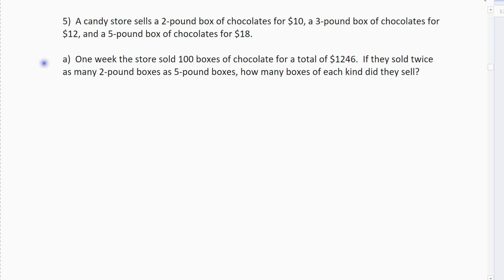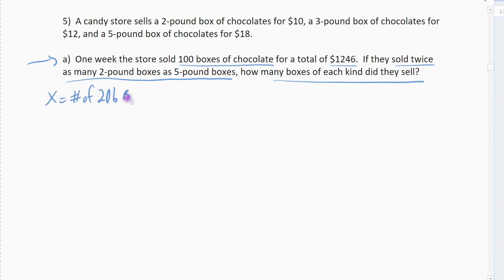All right, now part A is giving me some more information. 1 week, they sold 100 boxes of chocolate for a total of $1,246. They sold twice as many 2-pound boxes as 5-pound boxes. How many of each kind did they sell? All right, so I want to know how many 2-pound, how many 3-pound, 5-pound. And so this is going to be my X, Y, and my Z. So I'm going to let X be the number of 2-pound boxes, Y, number of 3-pound boxes, and Z, number of 5-pound.